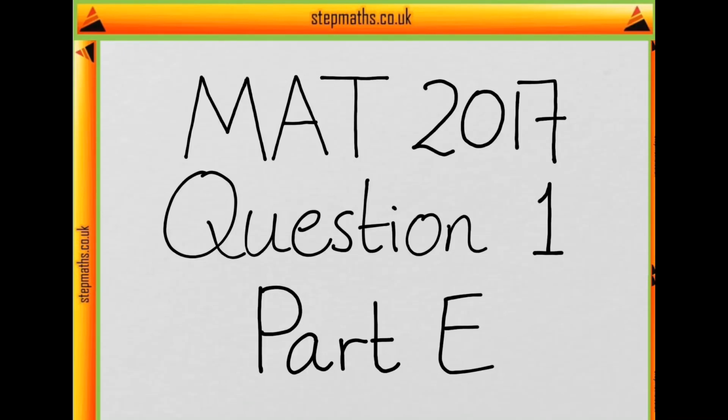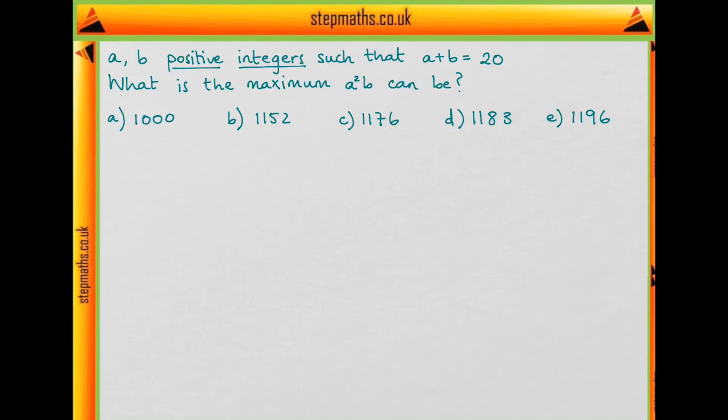Hi, this is part E of question 1 on Math 2017. In this question we're told that a and b are positive integers such that a plus b equals 20, and we want to know the maximum value that a squared b can be.